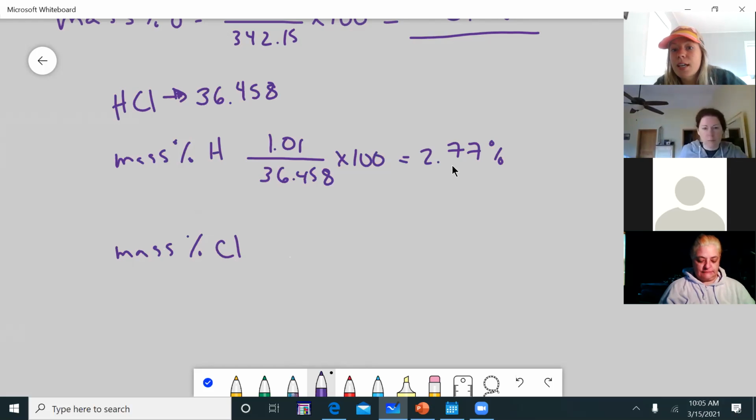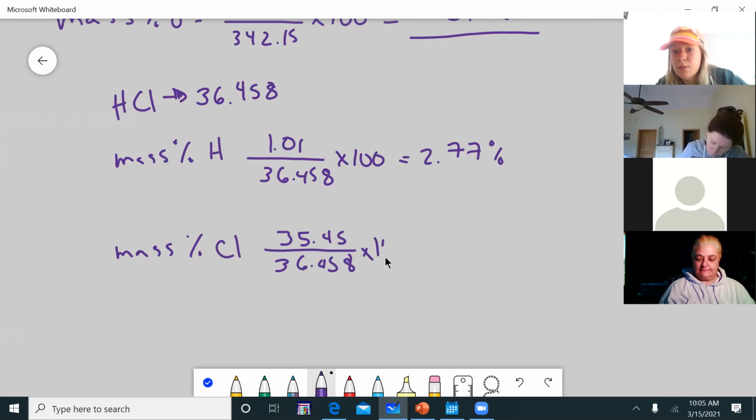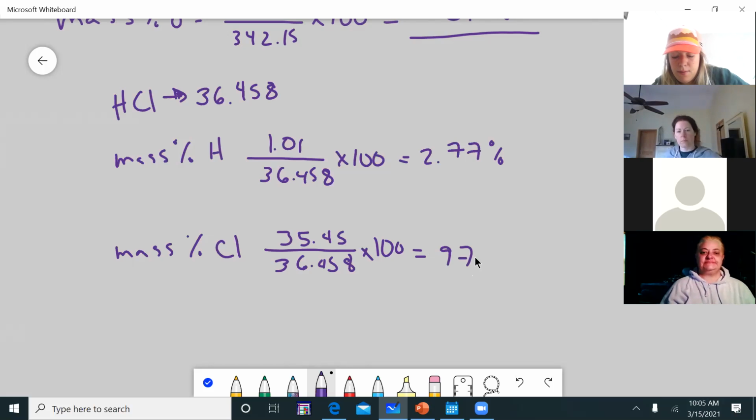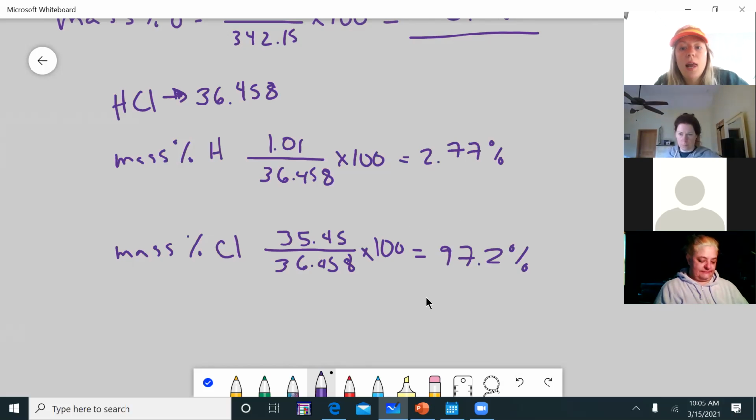Chlorine, you could do it two different ways. You could take 100 minus this to get roughly the value, or I'm going to just do it the traditional way. So 35.45 is the mass of our chlorine divided by the 36.458 and times 100. And we get something like 97.2%. So if I add these up, it wouldn't be exactly 100, but it's pretty close.